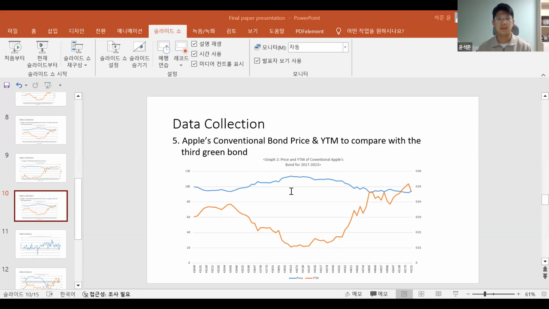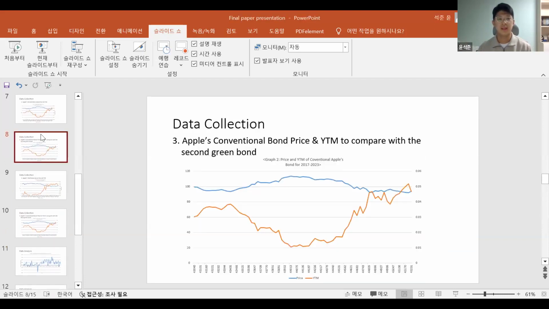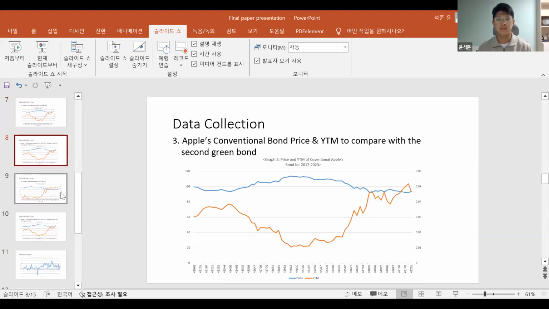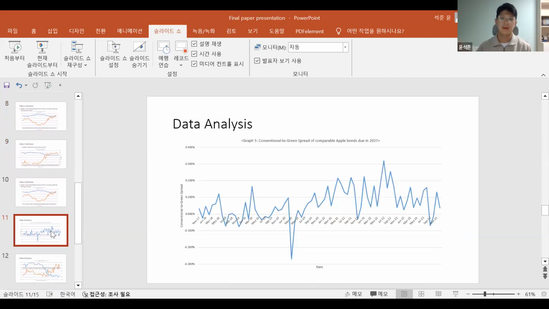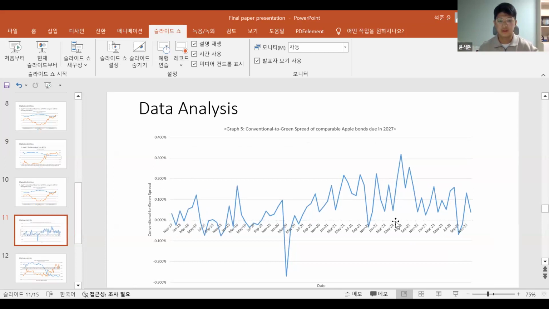And the sixth data was about the z-spreads of Apple's third green bond compared with similar bonds in the bond market right now. And for data analysis, since I extracted the YTM data, I simply made a conventional to green spread. And as I mentioned before, if the conventional to green spread comes out positive, then that is the evidence of a premium. So this is the data analysis of the conventional to green spread.